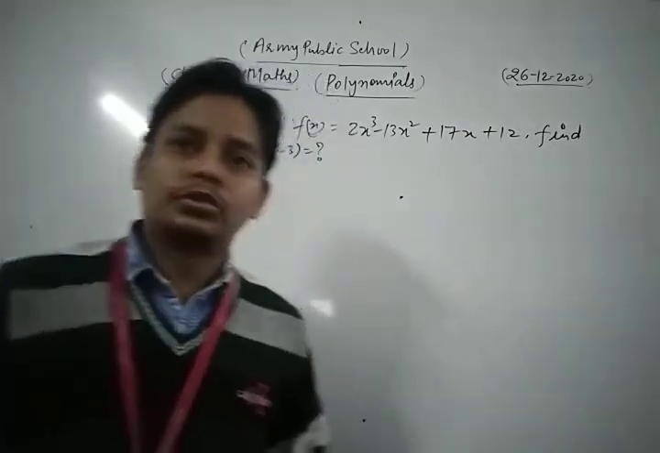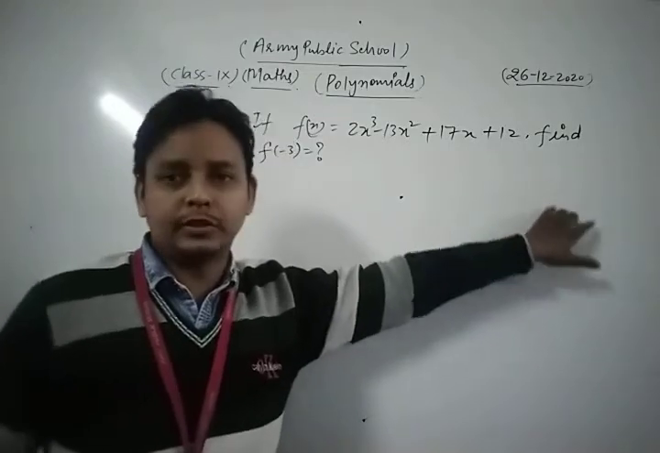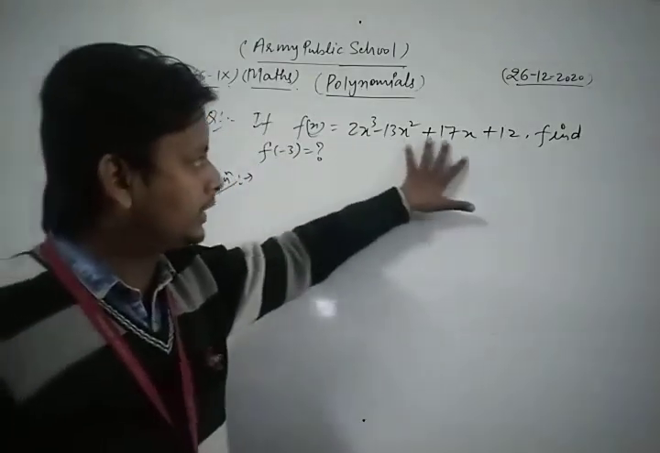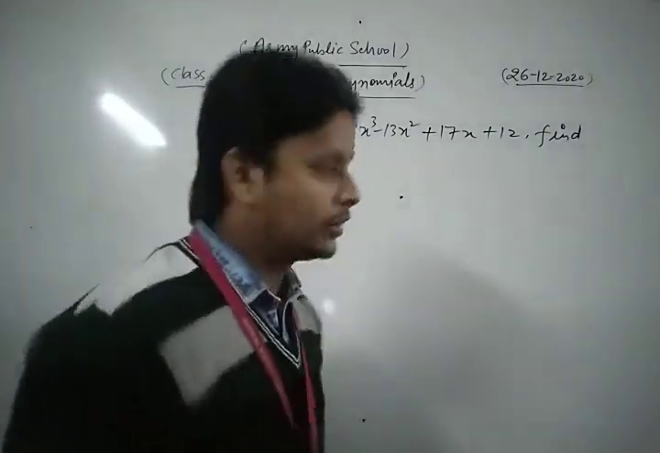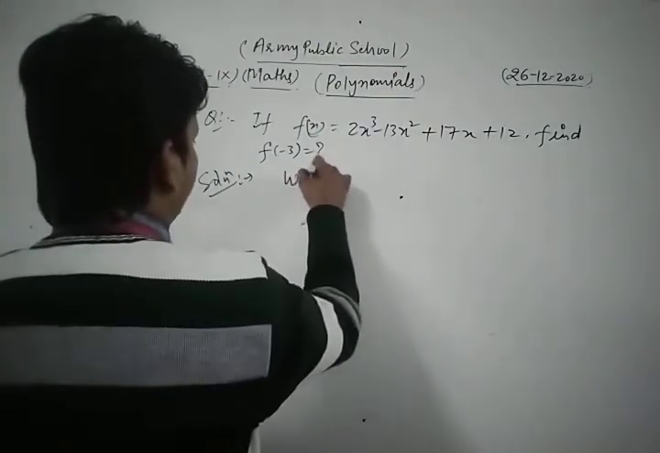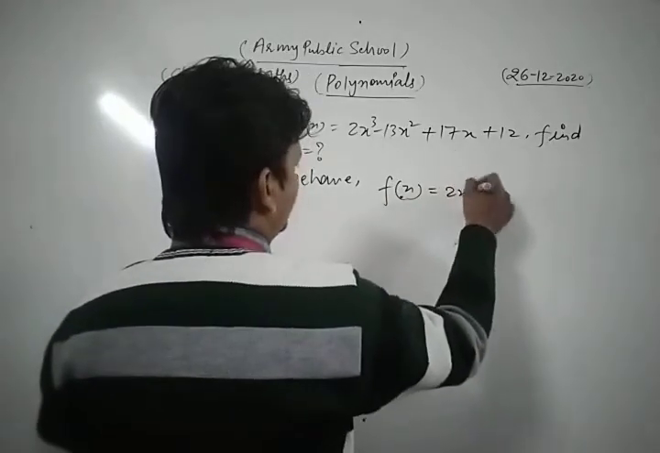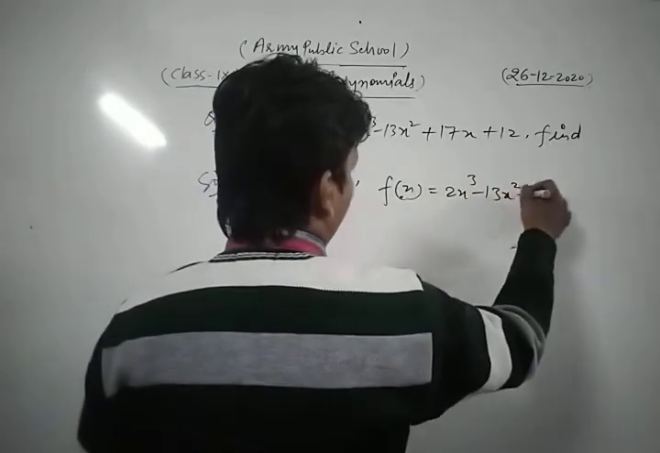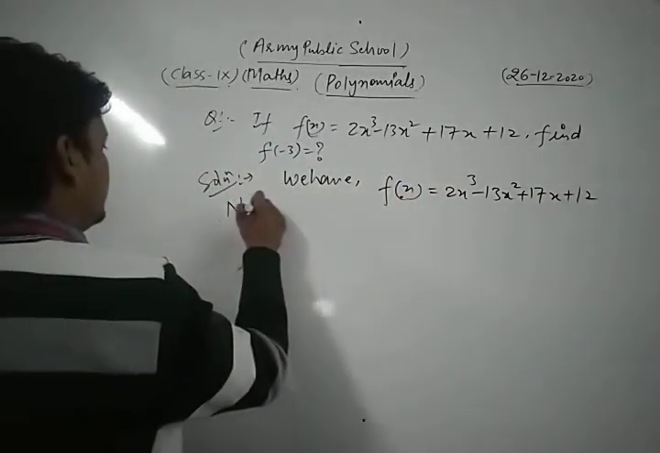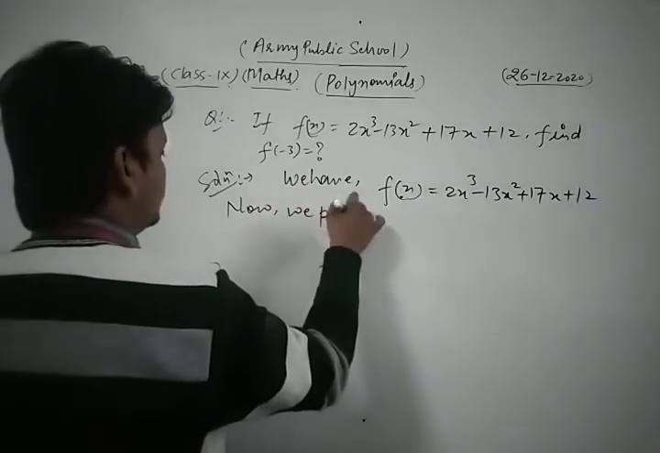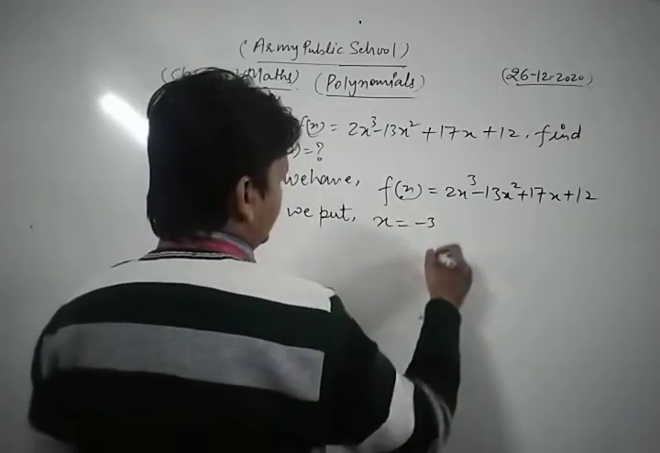Dear students, this is a very important question, and based on that topic in your NCERT there are many questions. We just find the value of the given polynomial at the point minus 3. Let's see the concept of its solution. First of all, we write the polynomial f of x is equal to 2x cube minus 13x square plus 17x plus 12. Now we put x is equal to minus 3.